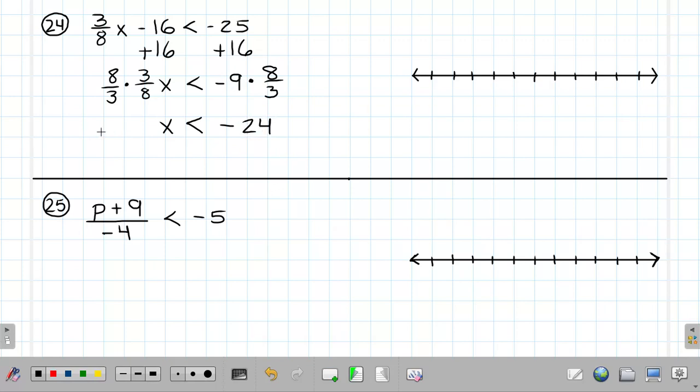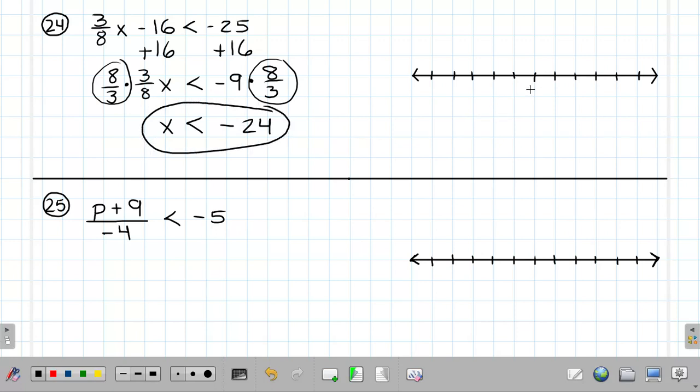Now, don't get trapped into thinking, well, since the 9 is negative here, then the sign has to flip. We didn't multiply both sides by -9. We multiplied both sides by 8/3, a positive 8/3. Or if you went the route, we technically could divide by 3/8, but at the same time, I would be dividing by a positive 3/8. Regardless, that is my answer.